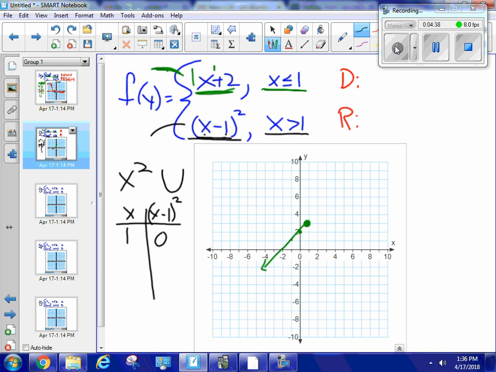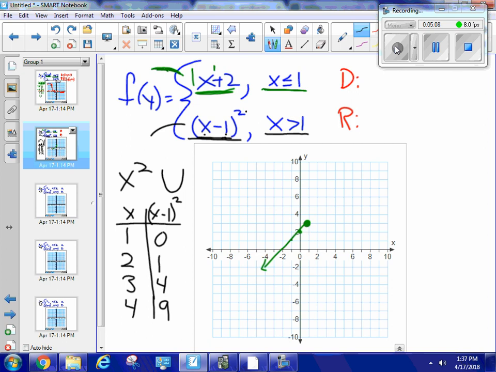Let's use a number a little bit higher. Let's use the number 2. Well, 2 minus 1 is 1. I square that, I get 1. Let's use the number 3. 3 minus 1 is 2. 2 squared is 4. I get the point 3, 4. If I go even one more, 4, I would have 4 minus 1 is 3. 3 squared is 9. So I can kind of begin to see what this is going to look like.